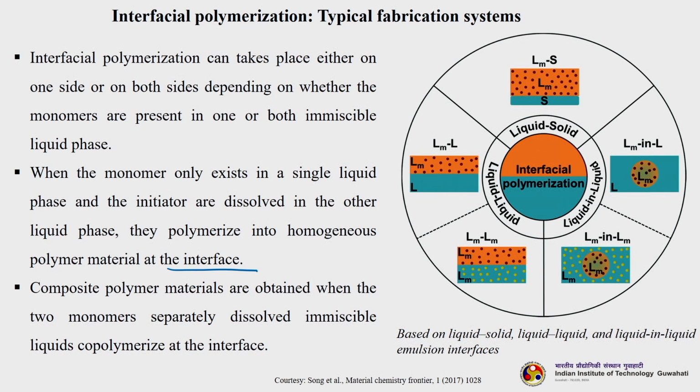Now, let us see what the different types of fabrication systems are. We can have a liquid monomer and solid system. This is the interface I am talking about, where the reaction is taking place. Then under liquid-liquid systems, we can have a liquid monomer and liquid system, or we can have liquid monomer and liquid monomer systems. Then we can have liquid-in-liquid systems, where we can have a liquid monomer system, or a liquid monomer in a liquid system. These are emulsion-type interfaces. You can see the globules here and here. So, these are actually emulsions.